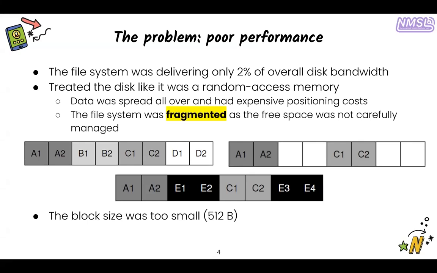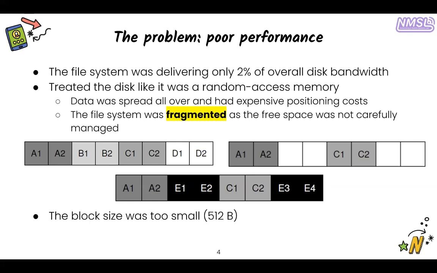So somebody actually did a study, and with actual user access patterns, the system was delivering only 2% of the overall disk bandwidth, and that's really horrible performance. The main reason was that, first, it treated the disk like it was RAM. The issue here was data was spread all over, so it didn't take advantage of locality. Just doing the positioning took too much time and effort.